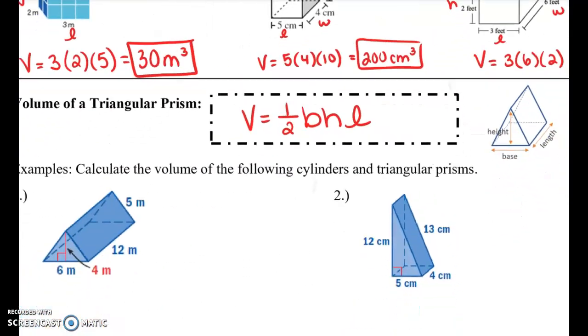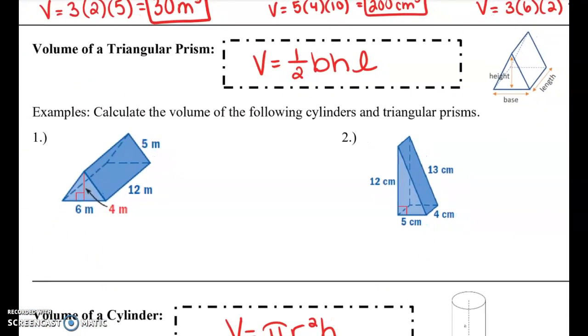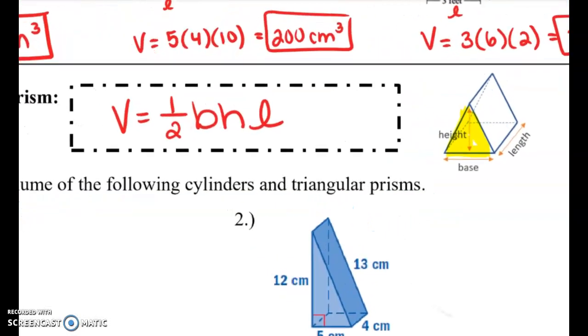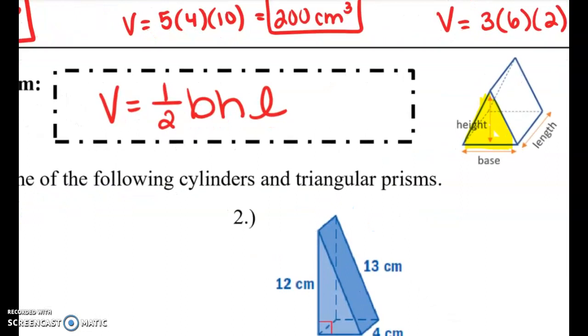The next one is a triangular prism, and the reason why it's called a triangular prism is because of the fact that you've got a triangle as one of your bases. So right here, it's usually the one that's facing you, that's the triangle. So in this figure, it matters what you're going to call the base, the height, and the length. Okay, and you have to multiply by 1/2 because it's the triangle.